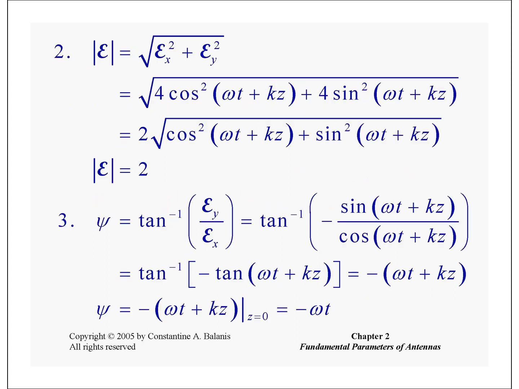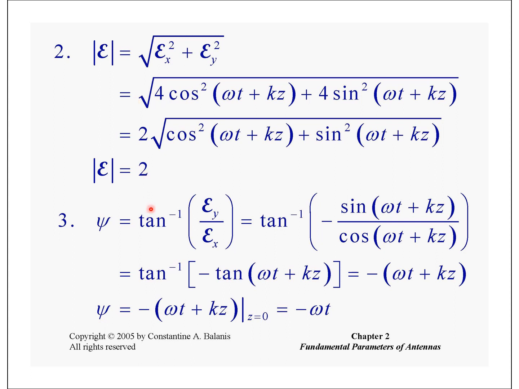Now we can find the modulus of the total electric field. We take the square of the x component and the y component in time domain format, and we take the square root. We see that both component values are given. Simplify it. So cos square theta plus sine square theta is 1, and the square root of 1 is 1. So the magnitude of the total electric field is 2.